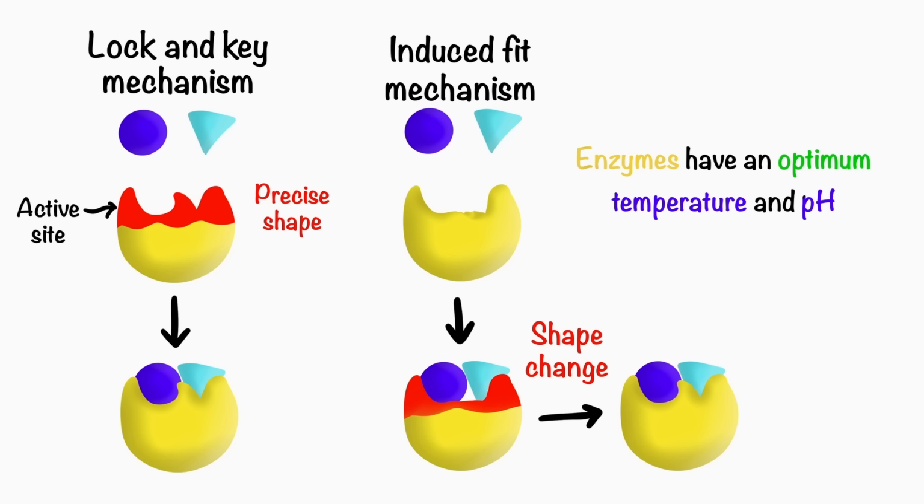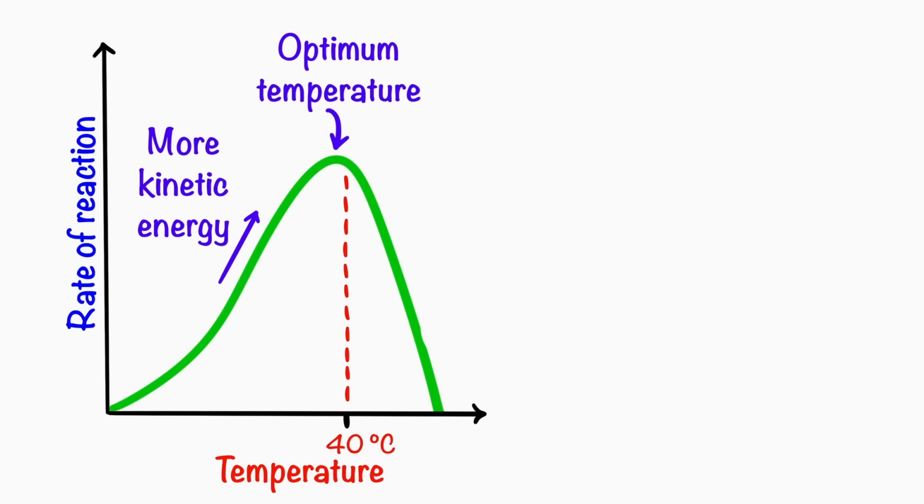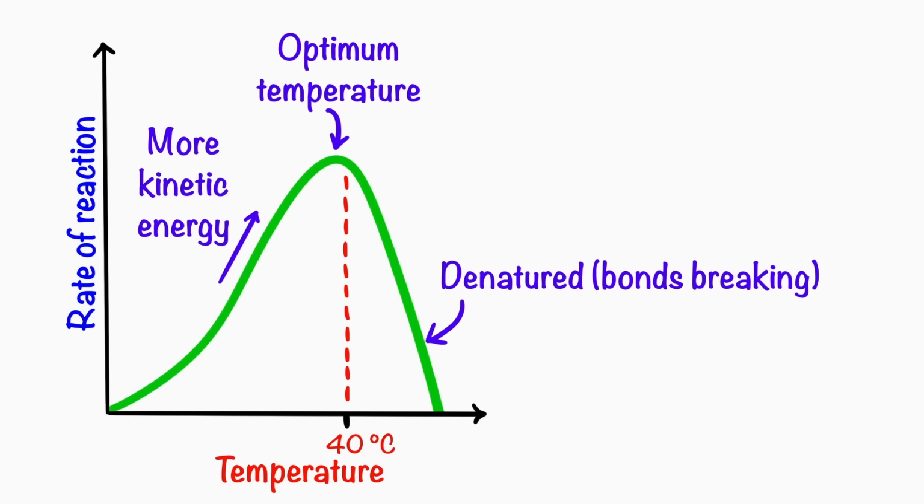Each enzyme has an optimal temperature and pH range where it functions most effectively. As temperature increases, enzyme activity initially increases because molecules move faster, creating more opportunities for enzymes and substrates to collide. However, if the temperature gets too high, the heat damages the bonds that maintain the enzyme's three-dimensional structure. This changes the shape of the active site, and the enzyme can no longer function properly.